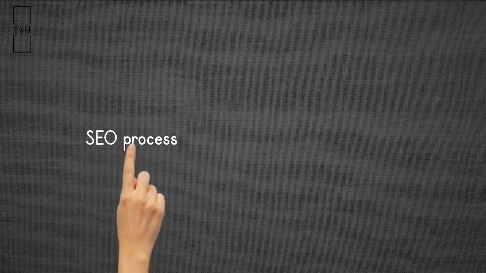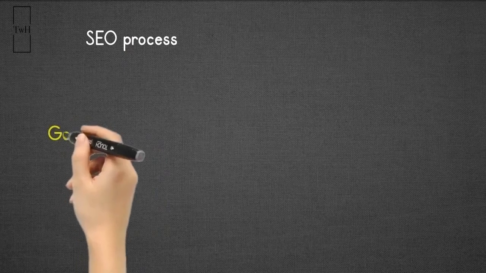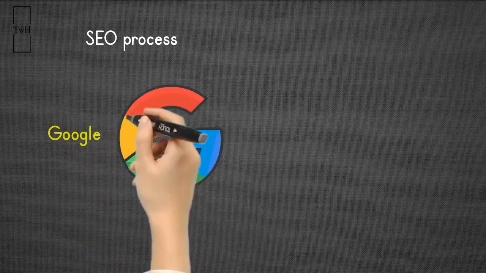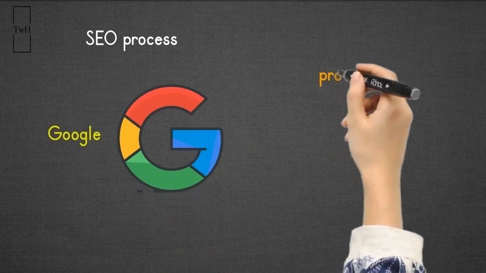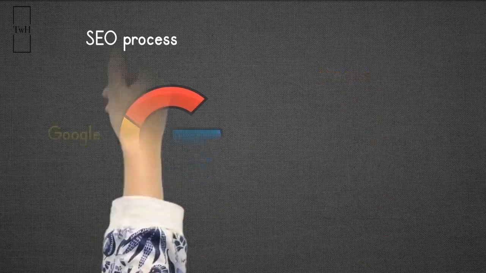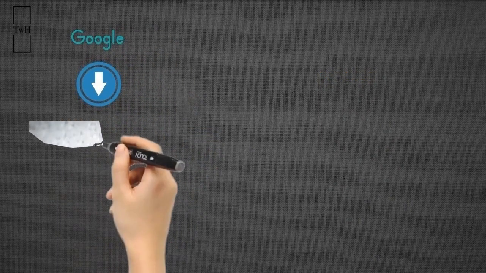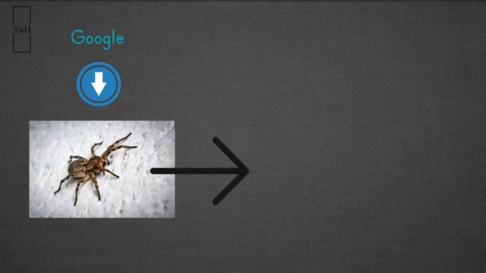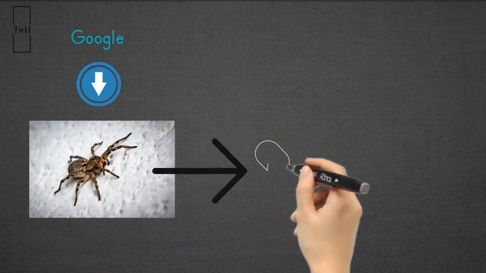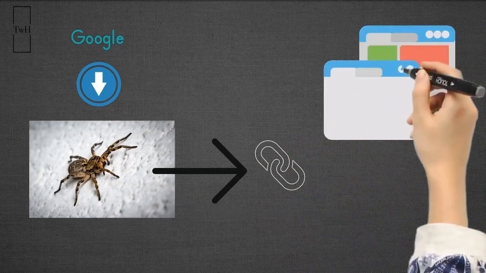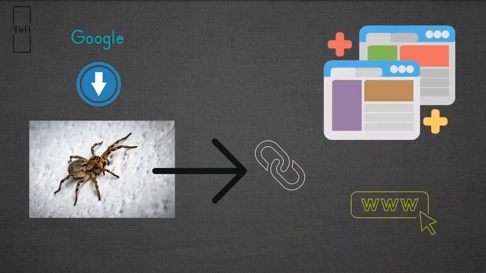Now, to understand the SEO process, first understand how Google actually finds and organizes all the content on the internet. Well, it's a pretty complex process, but I'll try to break it down for you. First, Google uses automated programs called crawlers, also known as spiders or bots, to visit websites and gather information about their content. These crawlers follow links from one page to another, and they continue to do this until they've crawled every page on the internet that they can access.